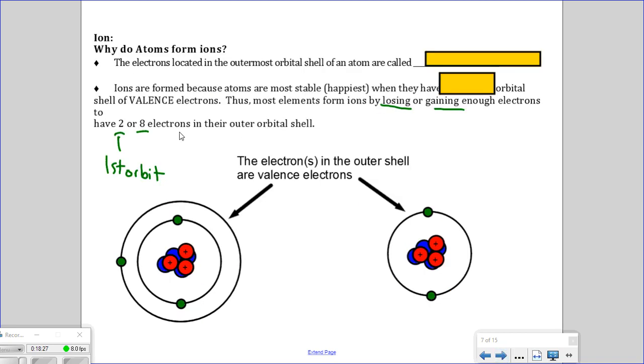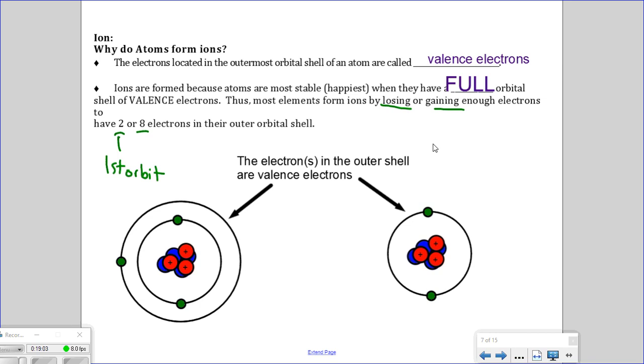So why do atoms form ions? What is going on with this gaining and losing of electrons? Why does this happen? The electrons located in the outermost orbital shell of an atom are called valence electrons. Those electrons hold special importance, because ions are formed since atoms are most stable, or happiest, when they have a full orbital shell of valence electrons. What that means is the outermost orbit containing electrons, they want it to be full.